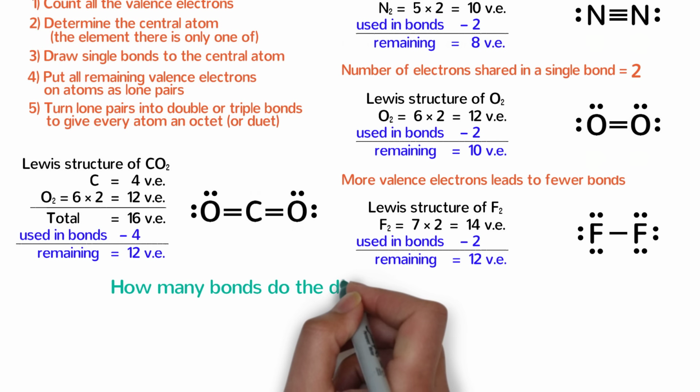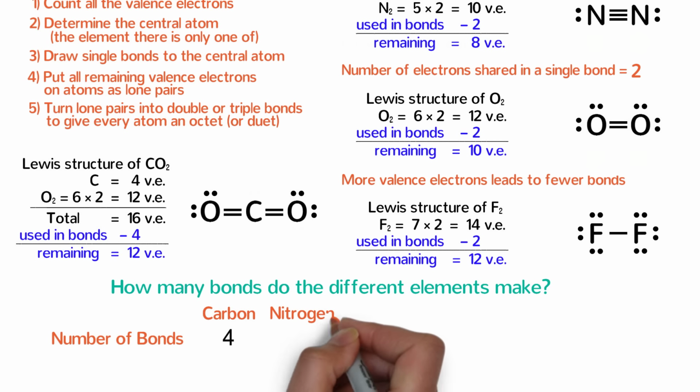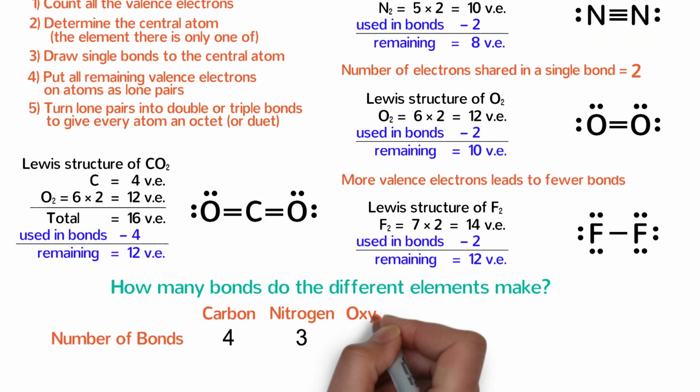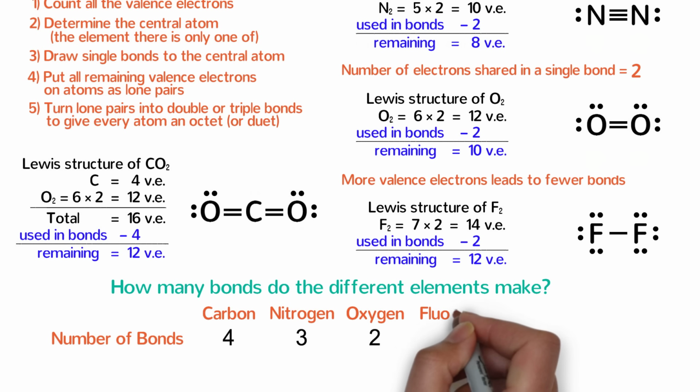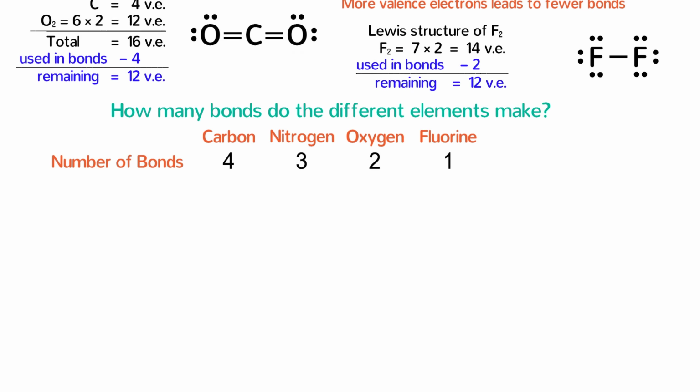How many bonds do the different elements make? In our last example, carbon has 4 bonds. In our other examples, nitrogen made 3 bonds, oxygen made 2 bonds, and fluorine made only 1 bond. 4, 3, 2, 1. Isn't that interesting? That's exactly their order on the periodic table.